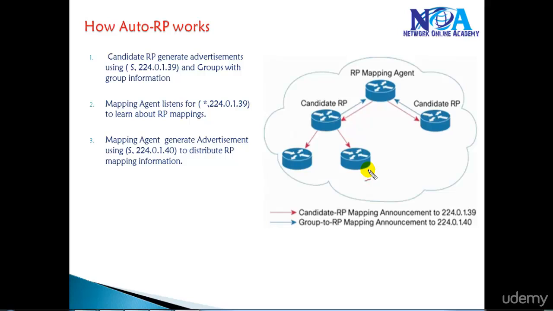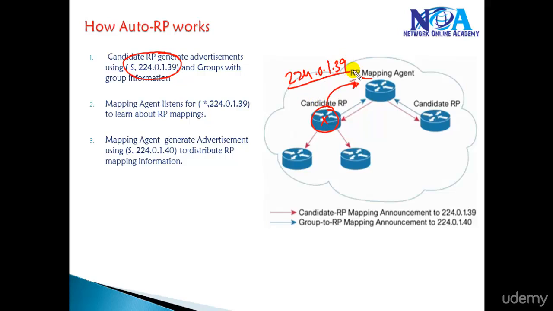Now I just discussed that the RP is going to advertise itself as an RP. It is going to advertise by using a multicast address. So it's going to say that I'm an RP. In this scenario, let's say this is my candidate RP, and this candidate RP is going to advertise information on 224.0.1.39, saying that I'm the RP for so and so specific group address, and the mapping agent is going to listen on this particular address. The mapping agent is going to listen to these messages and figure out the RP, and then it is going to generate an advertisement using 224.0.1.40 to distribute the RP mapping information.